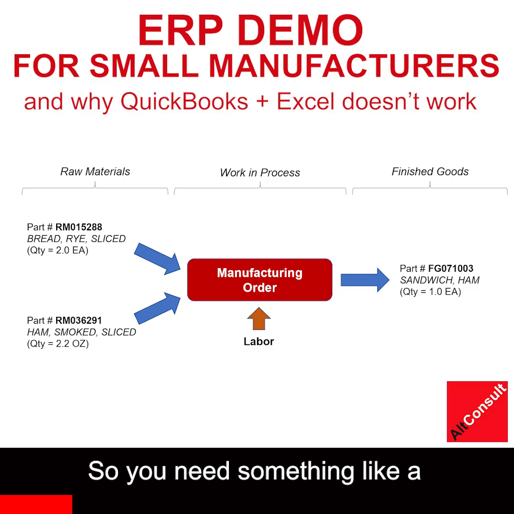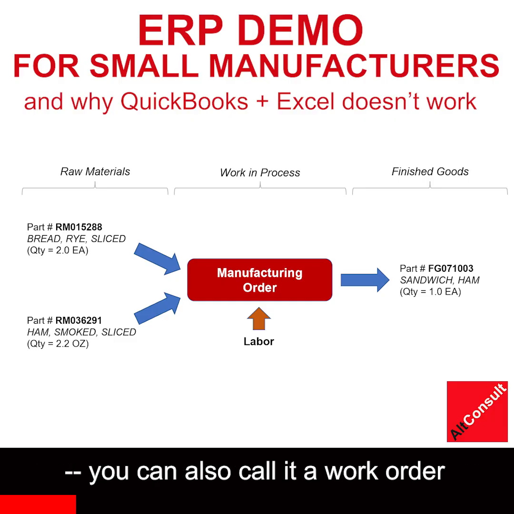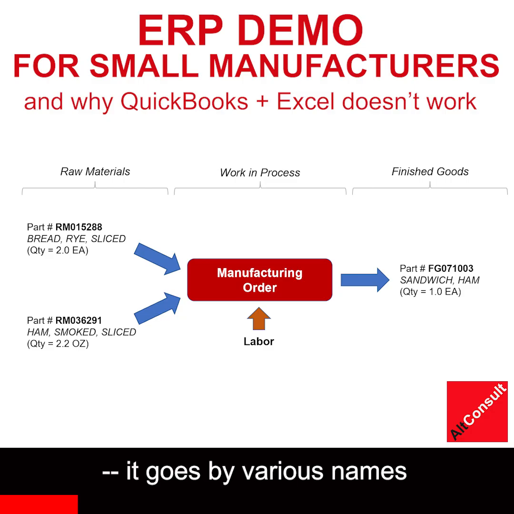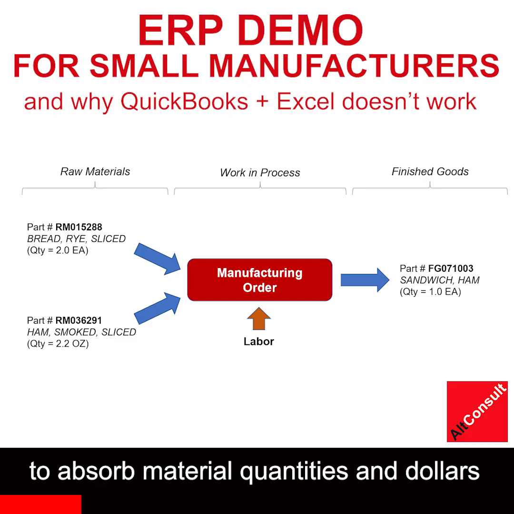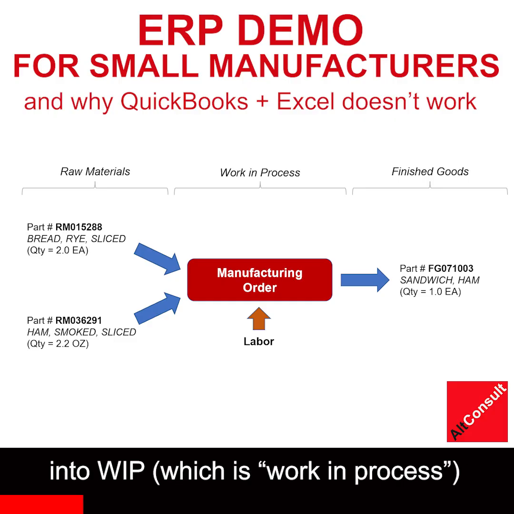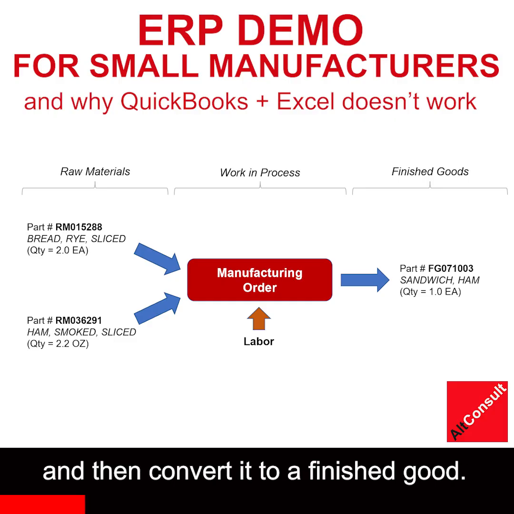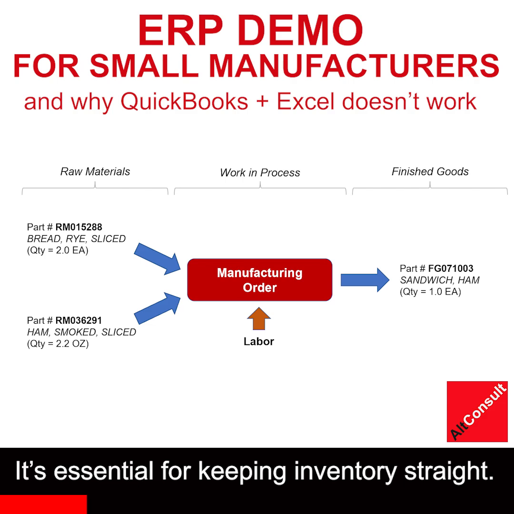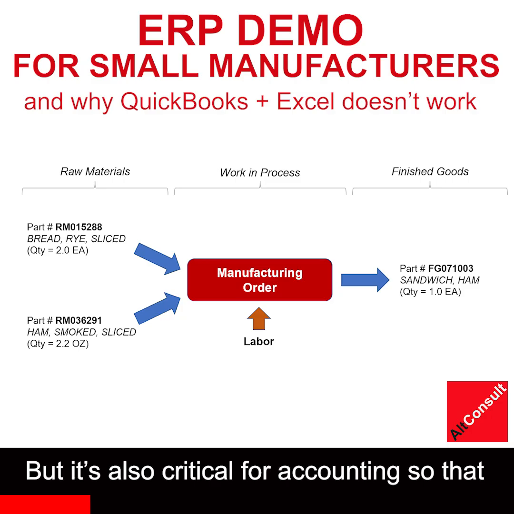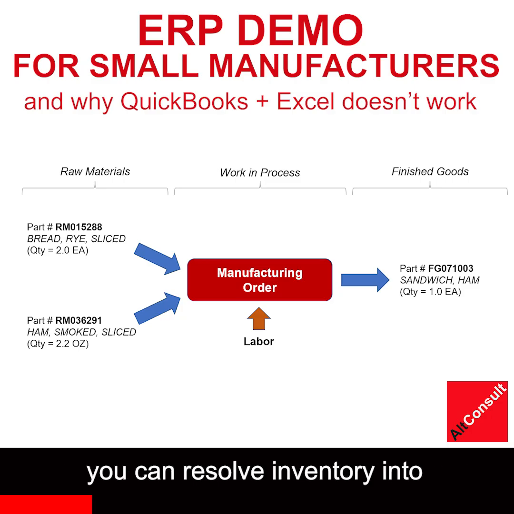And so you need something like a manufacturing order. Sometimes it's called a production order. You can also call it a work order. It goes by various names, but it's a mechanism that allows you to absorb materials and dollars into WIP, which is work in process, and then convert it to finished goods. It's essential for keeping inventory straight, but it's also critical for accounting so that you can resolve inventory into that which is raw materials inventory versus work in process versus finished goods inventory.